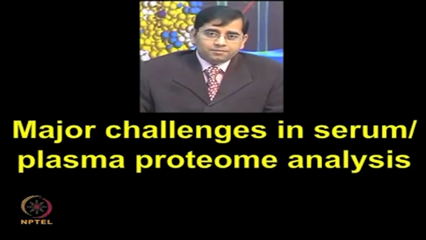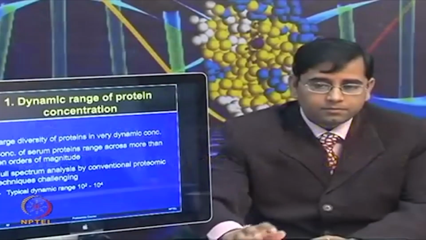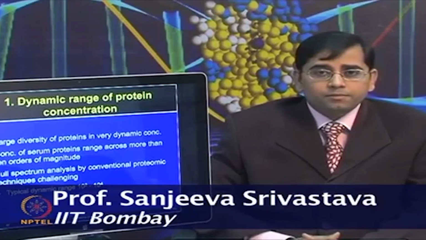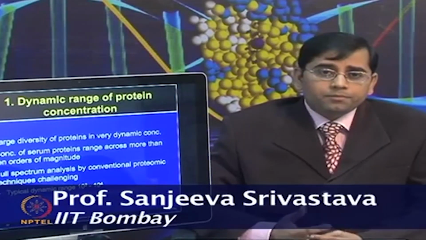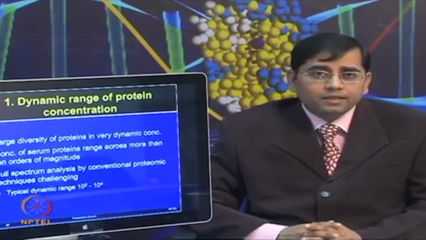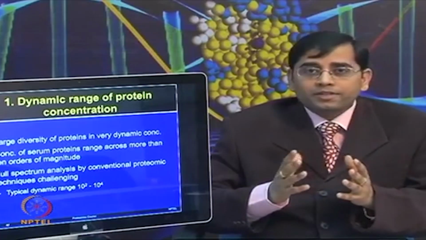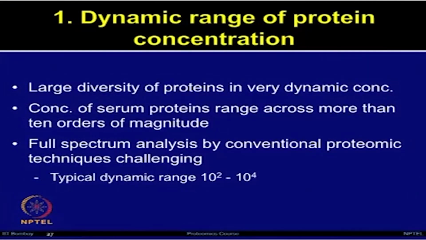Although sample removal is easy, the serum or plasma proteome analysis is not so easy. There are major challenges in serum or plasma proteome analysis. Let us talk about some of these challenges point-wise. The first point, the dynamic range of the protein concentration. In serum, there is a large diversity of proteins which provide a very dynamic environment of almost 10 to the power 10 magnitude. So, the concentration of serum proteins ranges over more than 10 orders of magnitude.